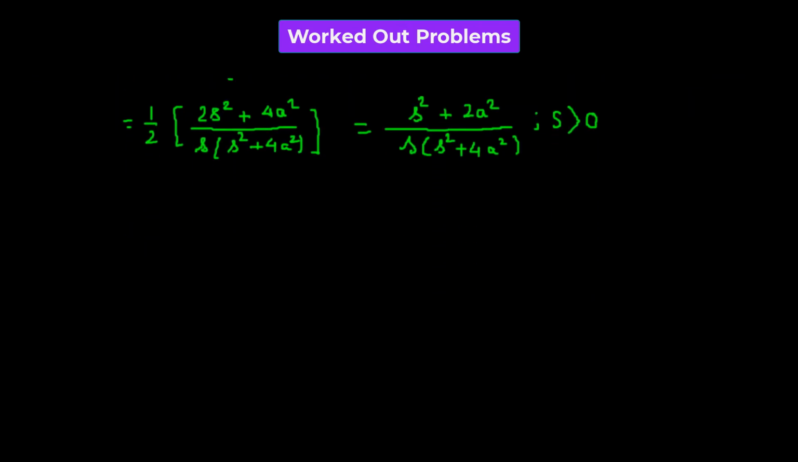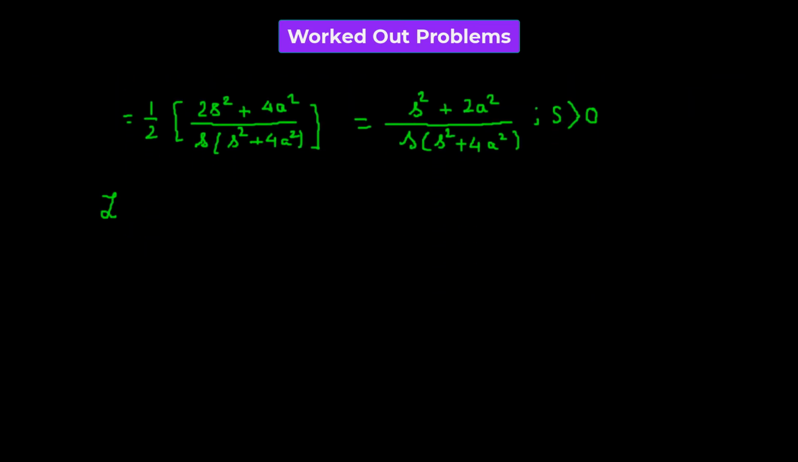So let's write it down. So Laplace transform of cosine squared of at is equal to s squared plus 2a squared divided by s times s squared plus 4a squared.